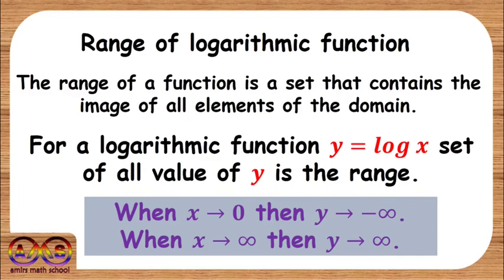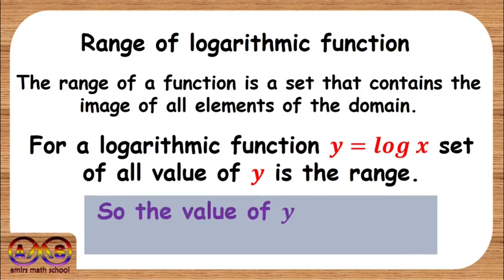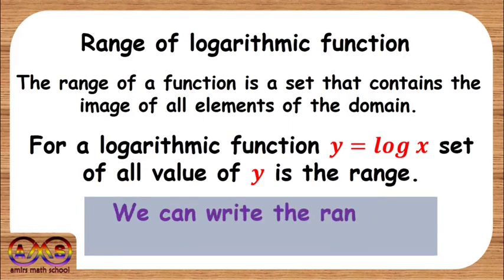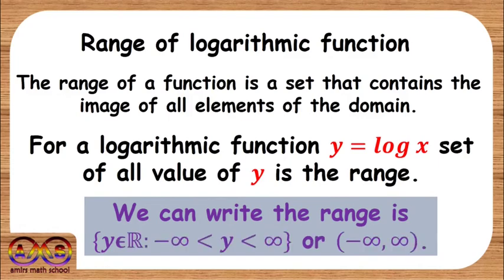When x tends to infinity, then y also tends to infinity. That is, when x approaches infinity, then y also approaches infinity. So the value of y starts from minus infinity and ends at plus infinity. We can write the range is y belongs to real numbers, and y is from minus infinity to plus infinity, or the whole real numbers, or we can write minus infinity to plus infinity.